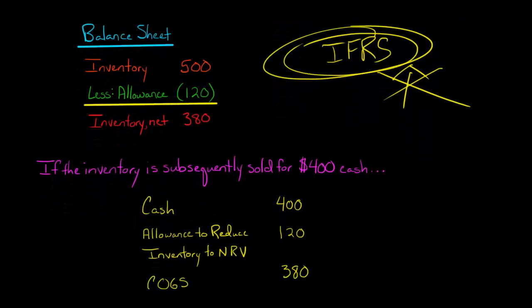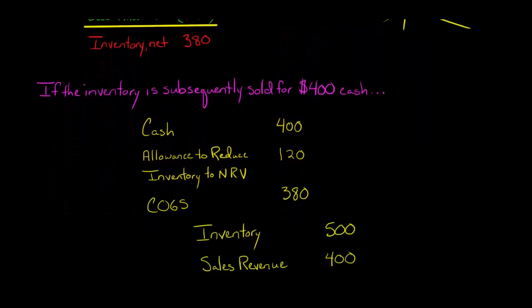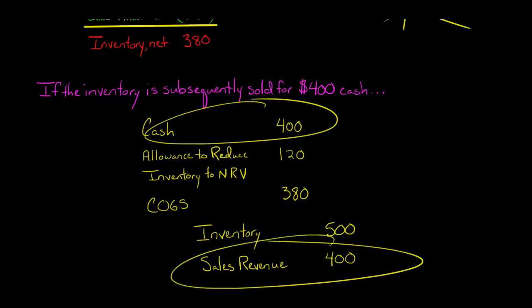Now, what if you were to sell? In our hypothetical example where we took the $120 write-down, the inventory on the balance sheet has a net amount of $380. If you were to sell that inventory for $400 cash, how do we deal with this? Well, obviously we're going to be debiting cash for $400 and crediting sales revenue for $400. The parts in the middle are what has to do with the inventory. The allowance to reduce the inventory to net realizable value, when we originally booked that, it was a credit. So we've got to zero it out.